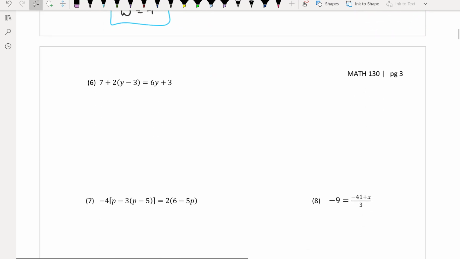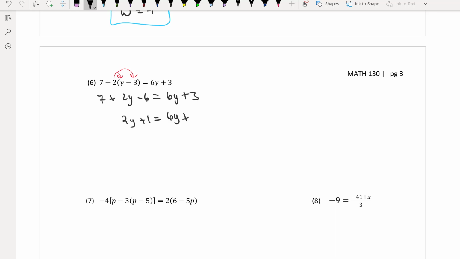For number 6, you can see that now we're adding parentheses. So now we're going to be using the order of operations, but it's still the same type of method. So I have 7 plus, and I take this 2 and distribute since it's being multiplied. And I have a 2y minus 6 is equal to a 6y plus 3. So now that I have a 2y and 7 minus 6, I'm going to have a positive 1. And now on the right hand side, I'm just going to copy that down, so 6y plus 3.